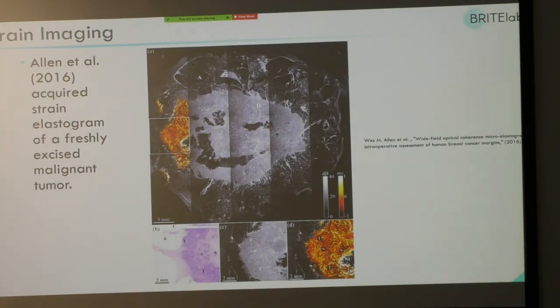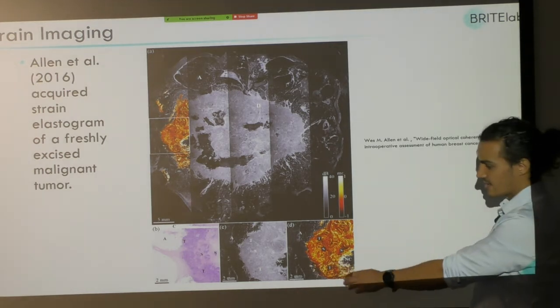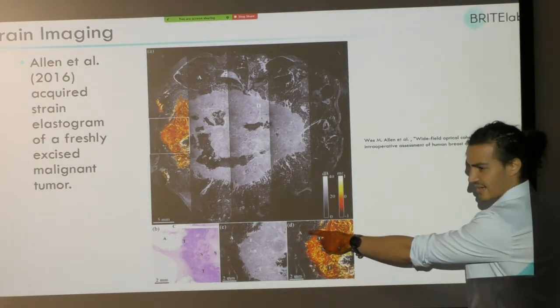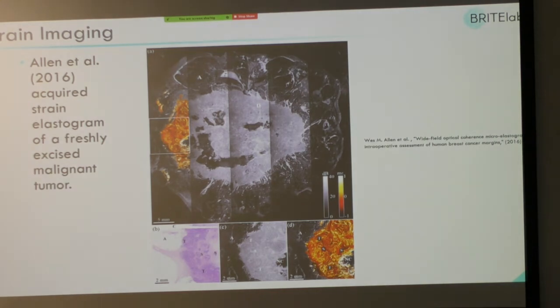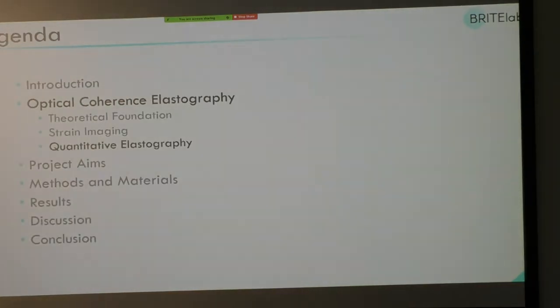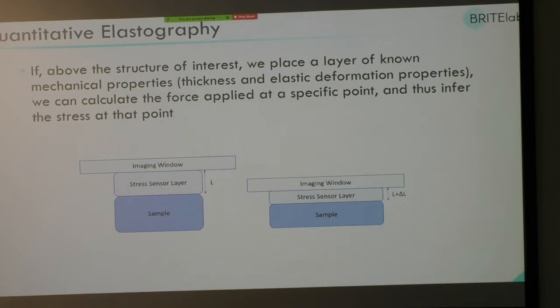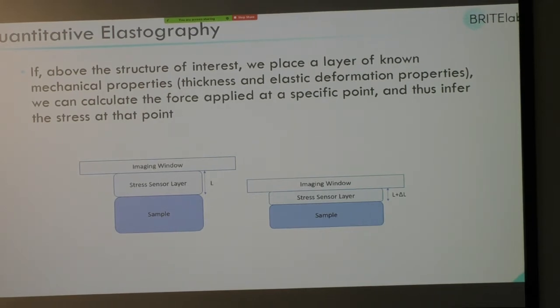This was done on excised breast tissue in 2016. So here you can clearly tell the difference between tumour and adipose tissue in the strain image. Now, strain imaging is inherently qualitative. It changes depending on how much force you're applying. So one of the ways suggested to improve on that is quantitative elastography.